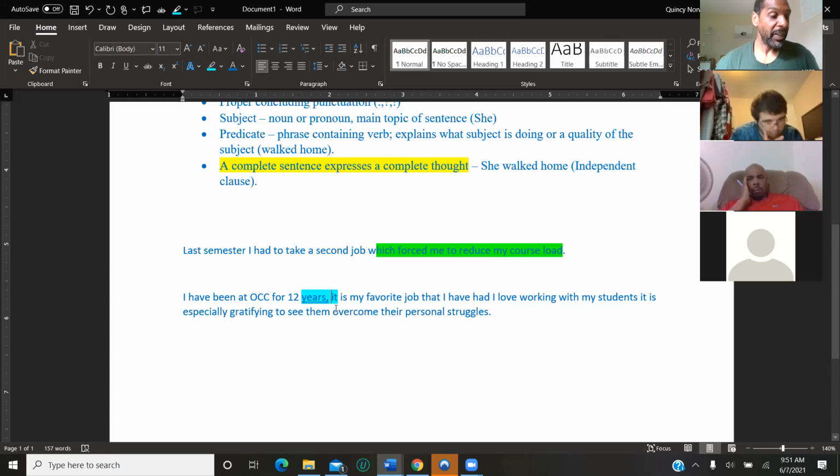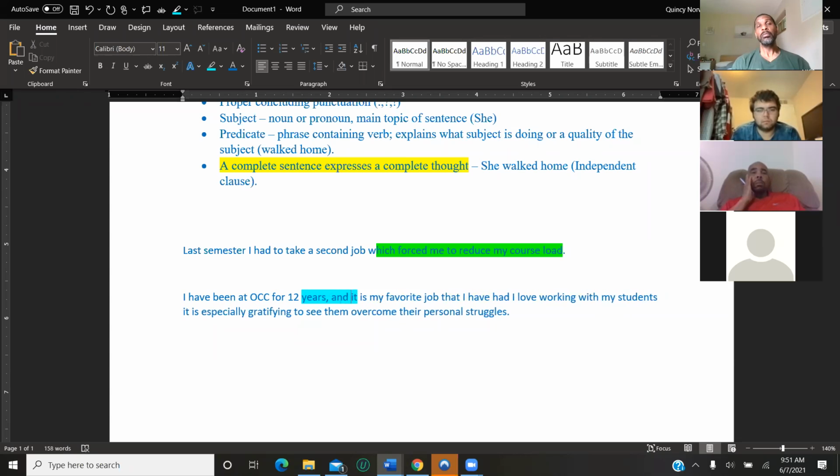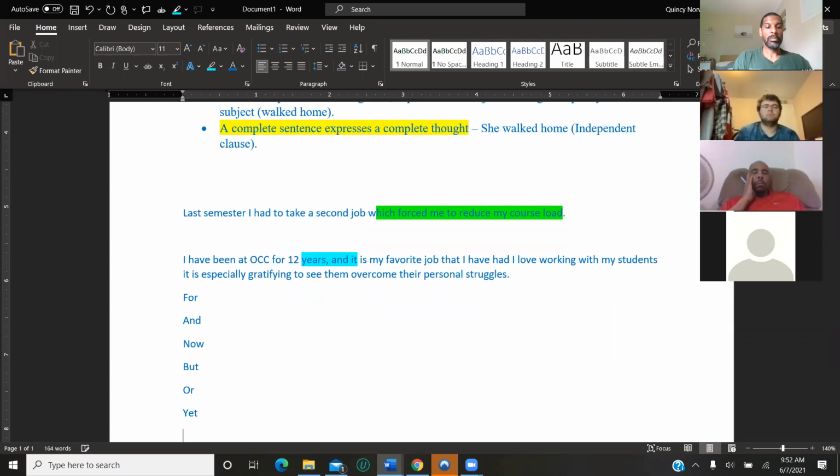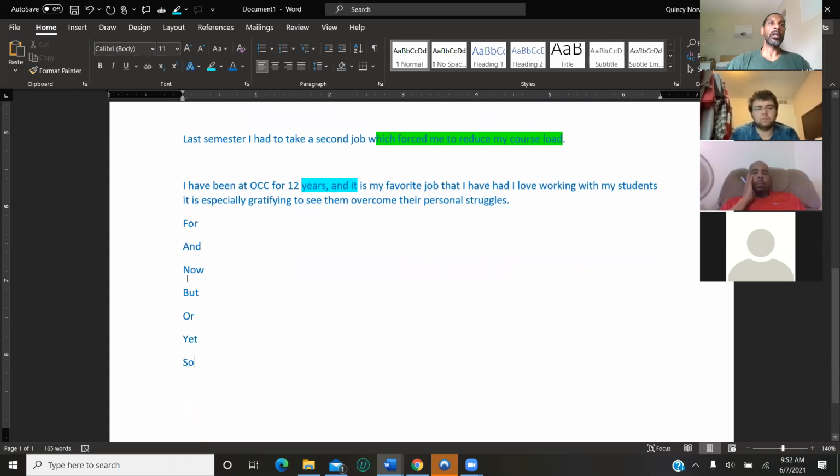Now, there's a couple ways to fix comma splices and run-ons. One, we can keep the comma. If you remember Saturday morning cartoons, conjunction junction. We can add a coordinating conjunction. Coordinating conjunctions are these. These are our most common coordinating conjunctions. They work.